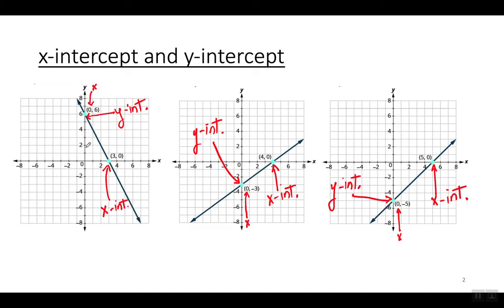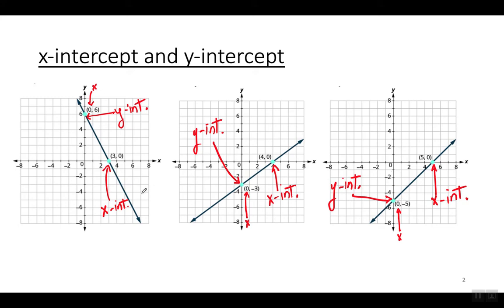Wherever you put a dot on the y-axis, it doesn't matter where, the x-coordinate of that point will always be 0. So for the y-intercept, the x-coordinate is always 0.